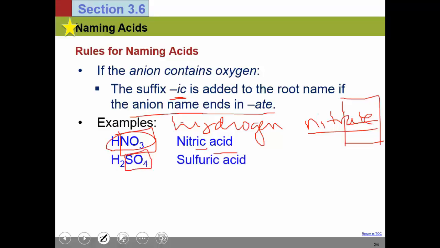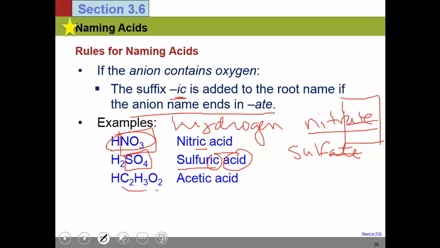If we look up SO4, it's called sulfate ion. But this is the weird part. We don't just take the ate off on this one. Sulfur, the entire root is sulfur, and then we add ic acid. So this is called sulfuric acid. If we looked at this guy, this was the acetate ion in the polyatomic table. So we get rid of ate and we add ic acid.